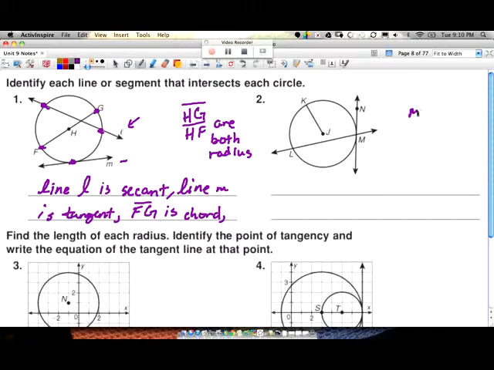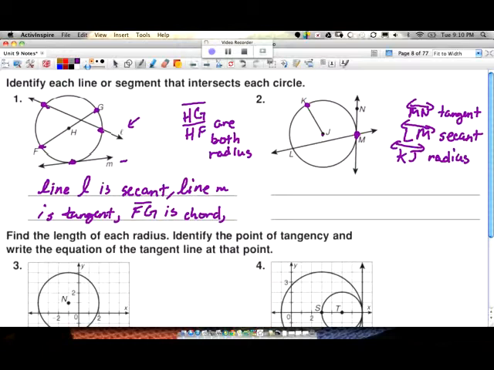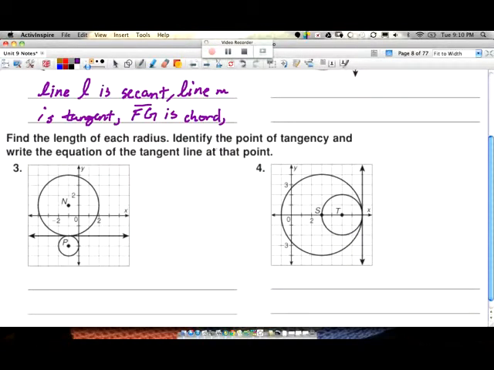Looks like line MN is on the outside there. It's just touching at this one place, so that's tangent. Then we got line LM, which goes all the way through, so we're going to call that a secant. And then KJ here is going from the center to the edge. That's what we would call a radius. Okay, still doing some pretty easy stuff here.